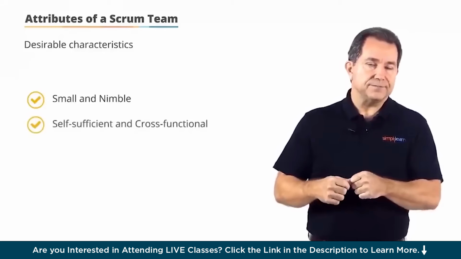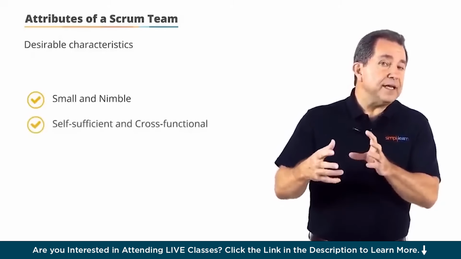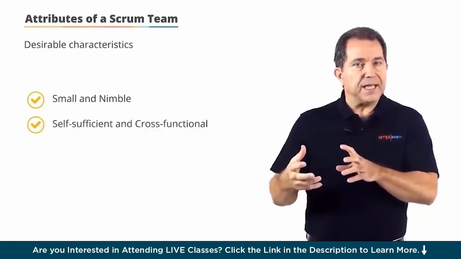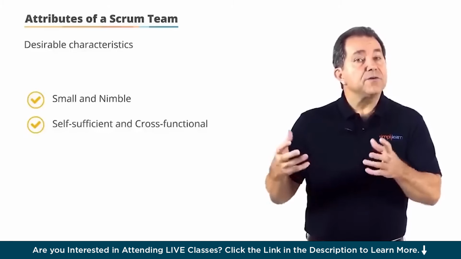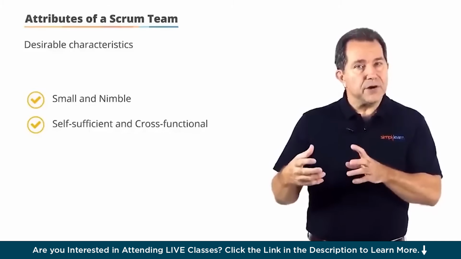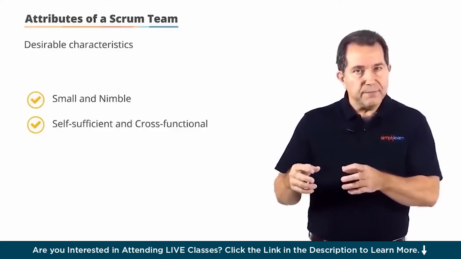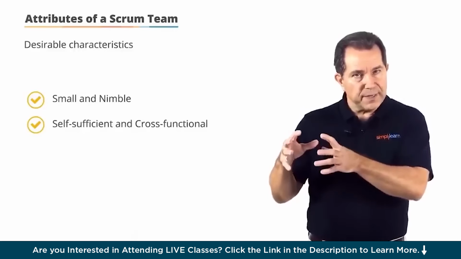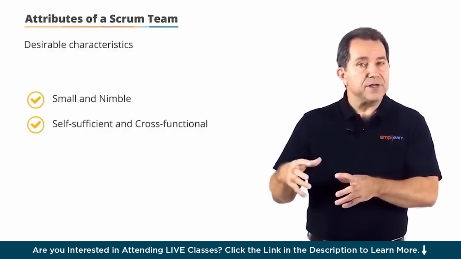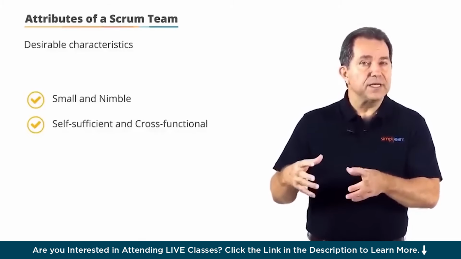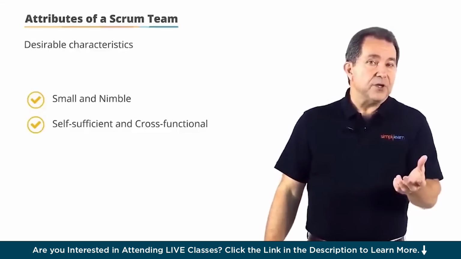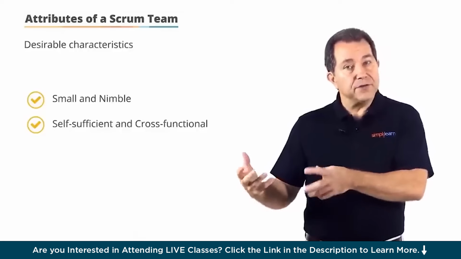Self-sufficient and cross-functional. For example, if a team needs user interface development skills, database expertise, and service expertise, all of those skills must be present on the team. Ideally, team members are generalizing specialists. Team members should not only be an expert or a specialist at one aspect of the development effort, but should also have enough skills and knowledge to fill in other roles as necessary.